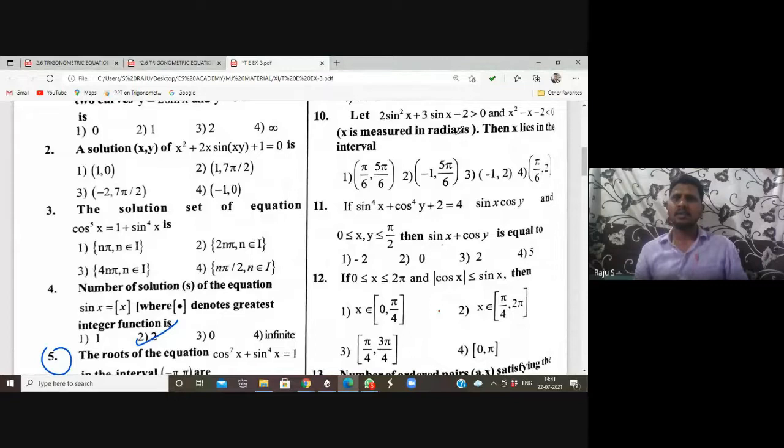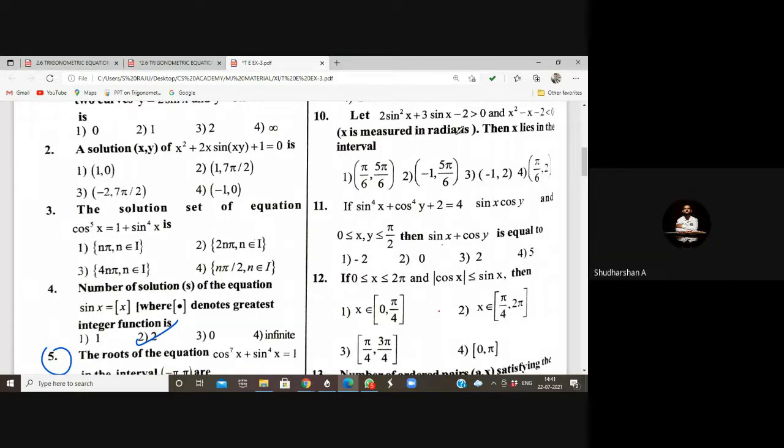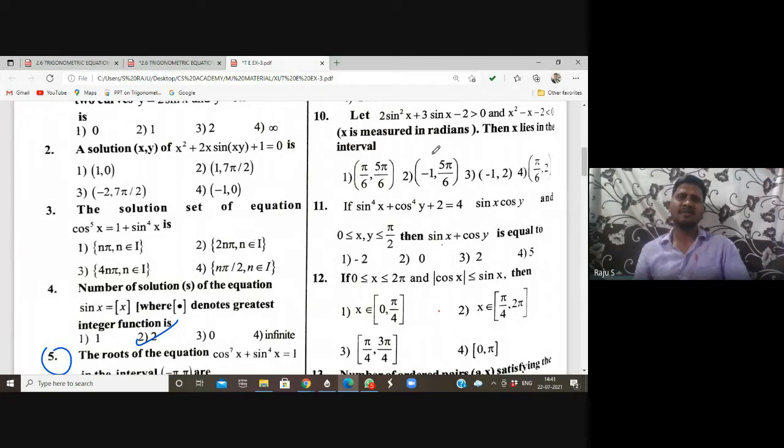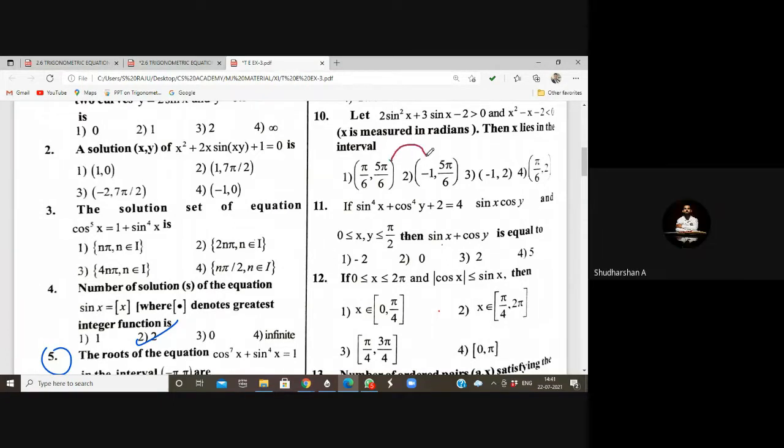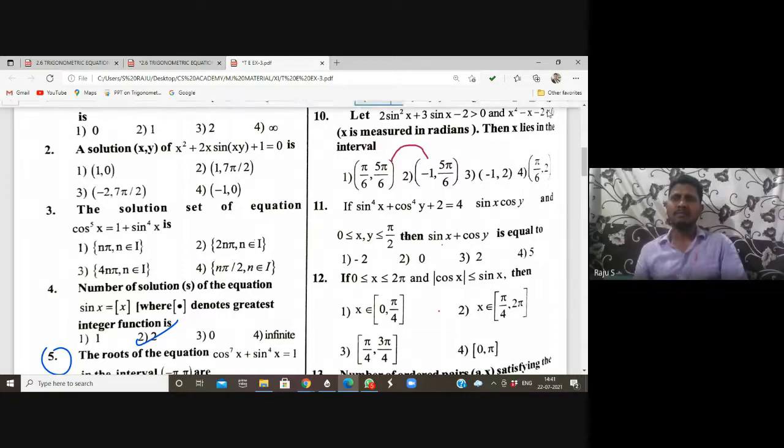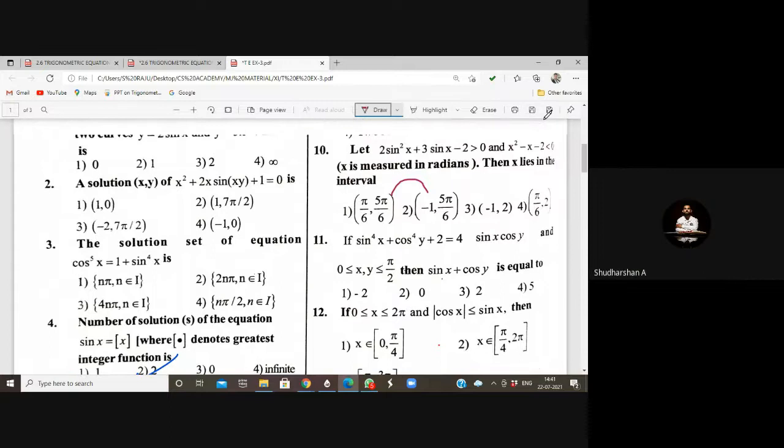Then, 2 sine square x plus 3 sine x minus 2 greater than 0. It is a quadratic equation in terms of sine. We can easily eliminate the first and second options. The second equation is x square minus x minus 2 less than 0, which is only possible for values less than 2, so we can eliminate the second and fourth options.